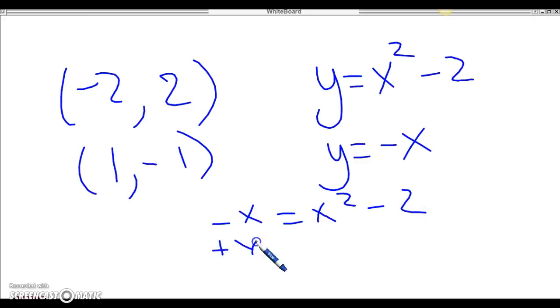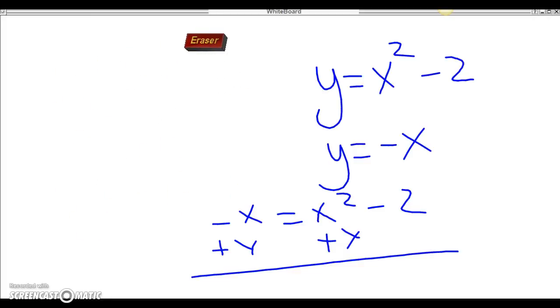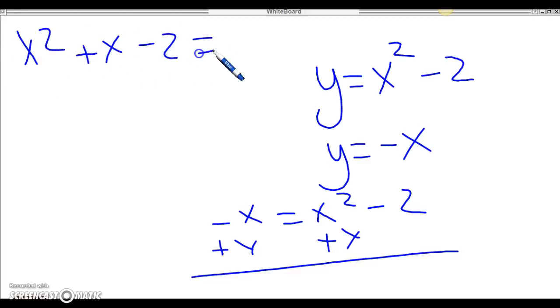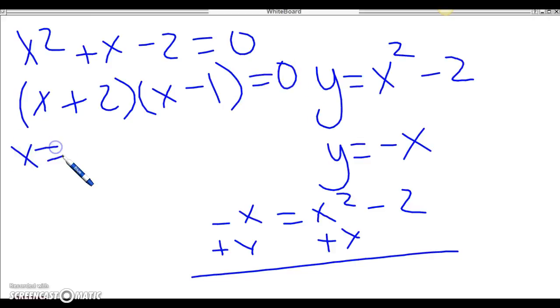They're both equal to y, so I can set them equal to each other. So I'm going to have to add x to both sides. And I get x squared plus x minus 2 equals 0. So the two ways that I can factor it would be x plus 2 and x minus 1. So x equals negative 2 and x equals positive 1.